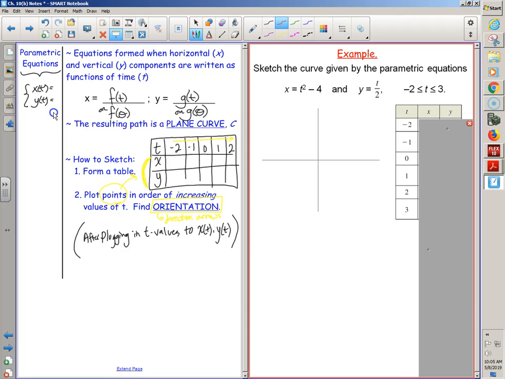They gave me -2 to 3, so I started my time at -2. I'm ending it at 3. And I'm just going to go by ones to make life easy on myself. So guys, how would you fill in x and y if you knew that t was equal to -2?